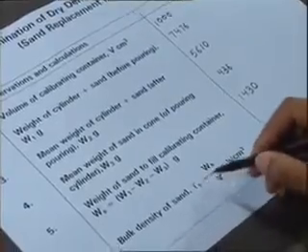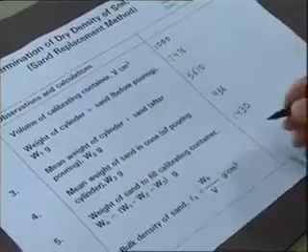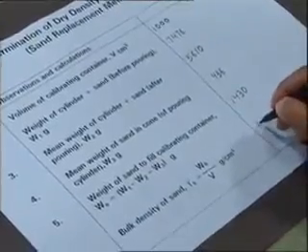Bulk density of sand is the ratio of weight per unit volume. So in this case it is 1.43 gram per centimeter cube.